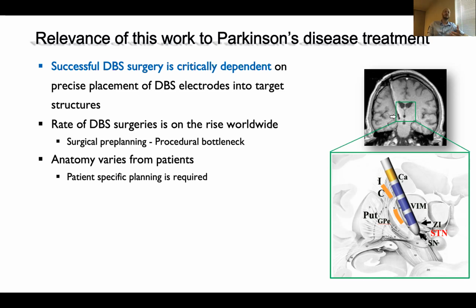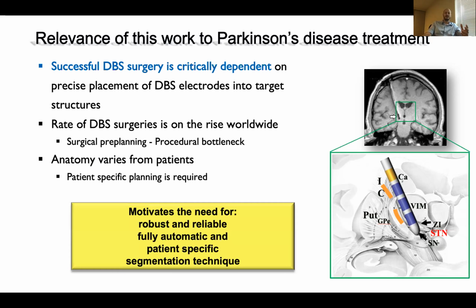Now, the anatomy between patients varies dramatically, both in the shape, size, and position of these targets. So patient-specific planning is required, and nowadays the one-size-fits-all solution, which is termed an atlas, is being used, which is not quite adequate. So all of this motivates the need for a robust and reliable, fully automatic and patient-specific segmentation technique. And this is what GPNet is.